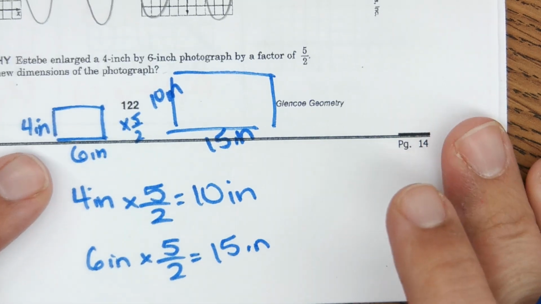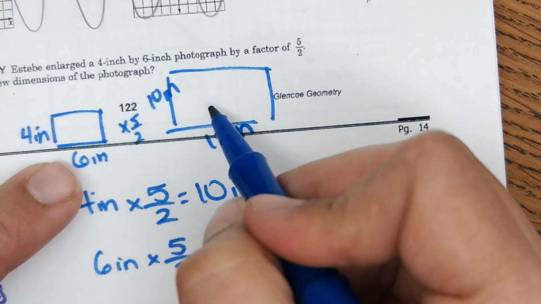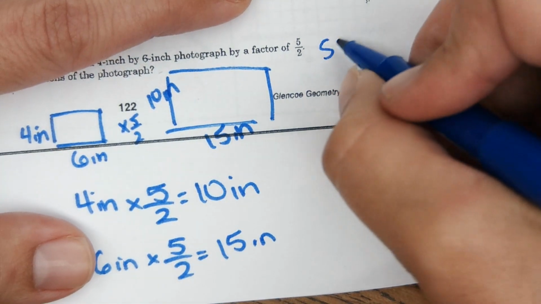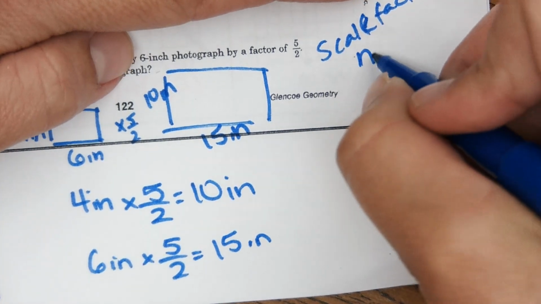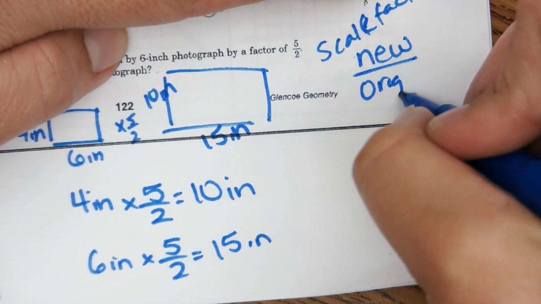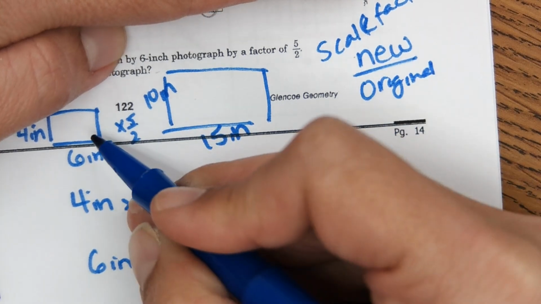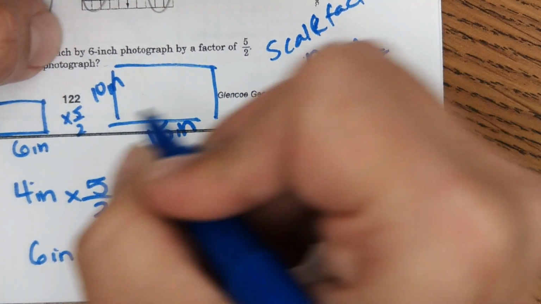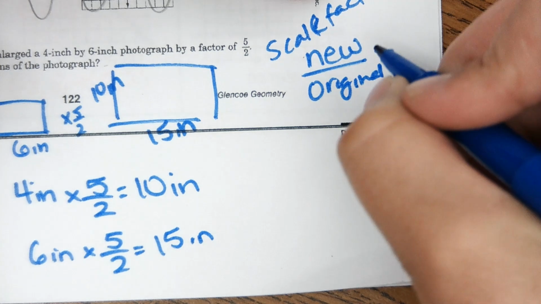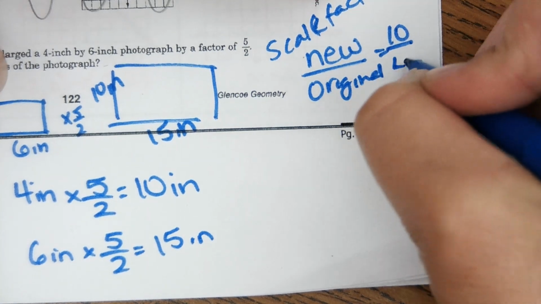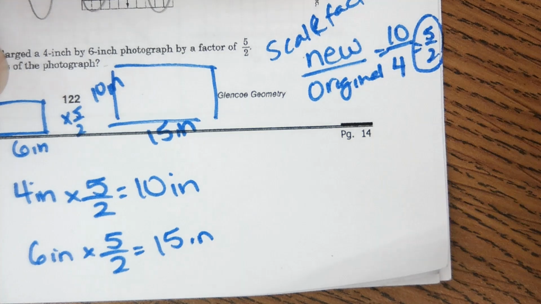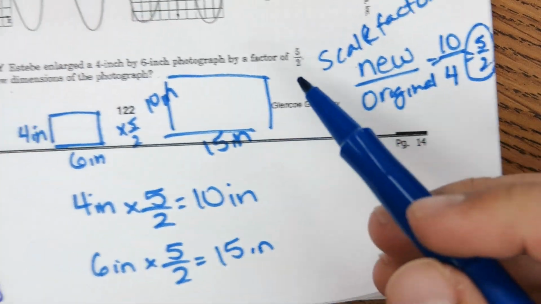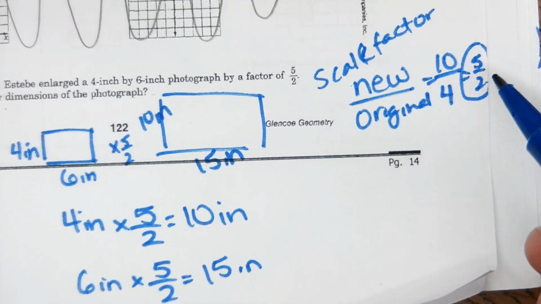Sometimes they'll just give the dimensions of the 2 photographs, and they'll ask for the scale factor. If you're asked for the scale factor, always do the new one over the original. This is the new photograph, this is the original. So you would take a corresponding side with a corresponding side and say, okay, 10 over 4. Simplify that, and you'll get the scale factor 5 halves. So if you need to work it backwards, just remember new over the original, and you'll get the scale factor that way too.